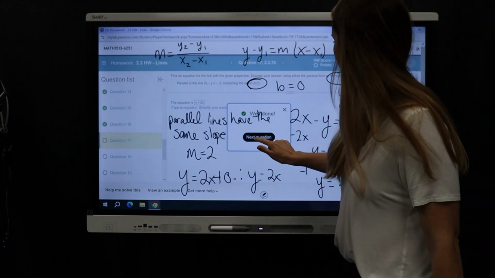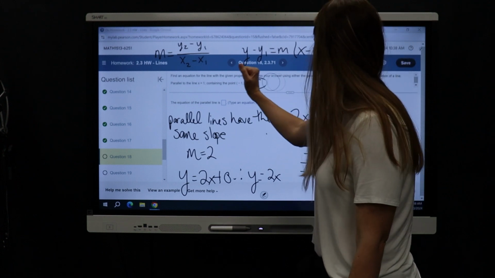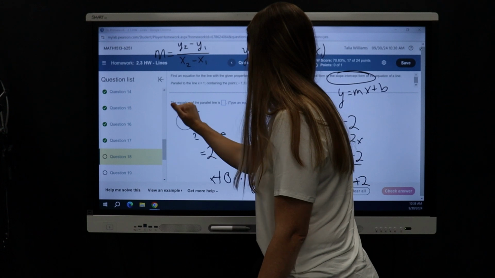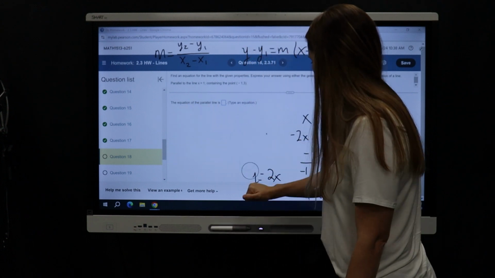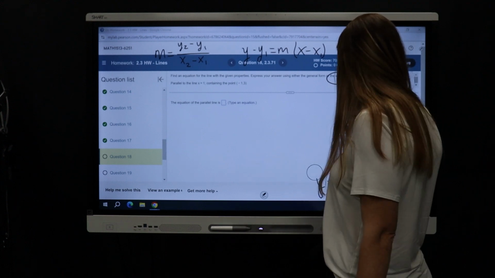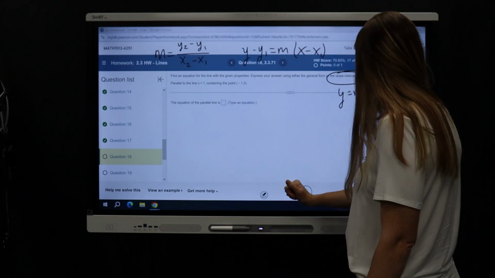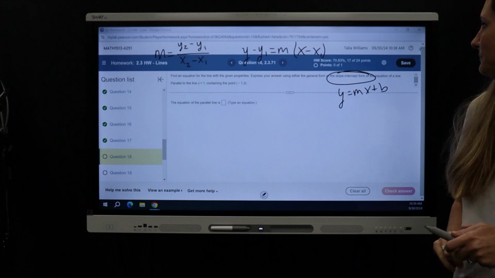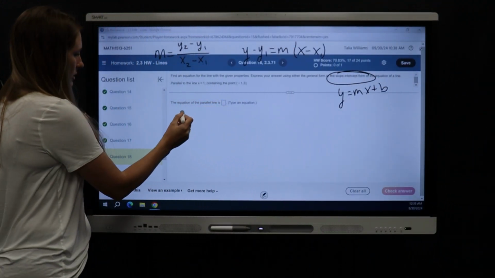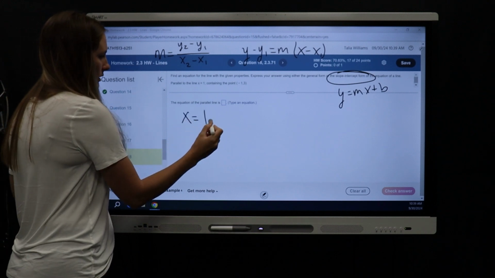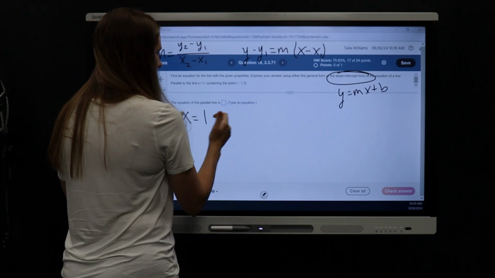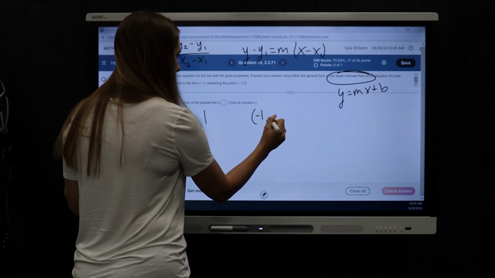Okay. Let's get rid of that question specific stuff. I should have left the parallel lines. Alright, they want us to write this one in slope-intercept form too, but this is a trick problem. Parallel to the line x equals 1, containing the point -1, 3.